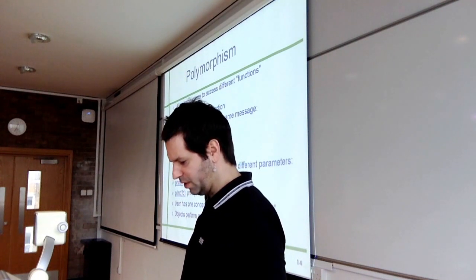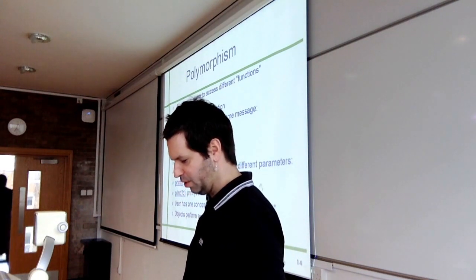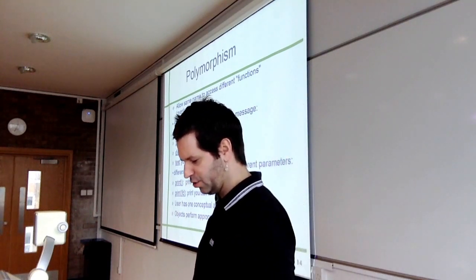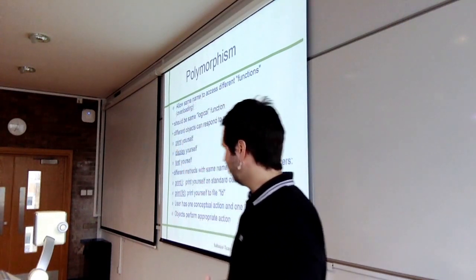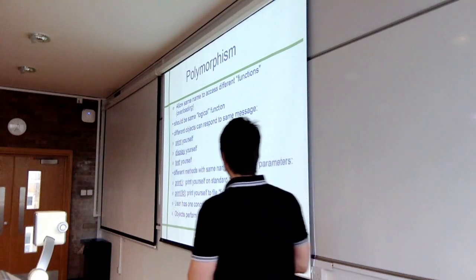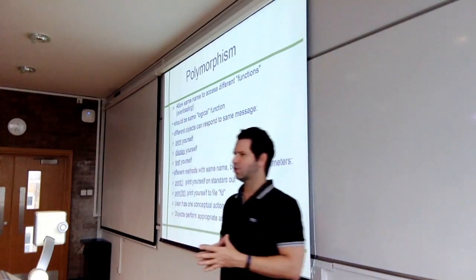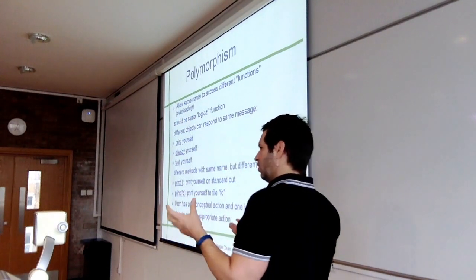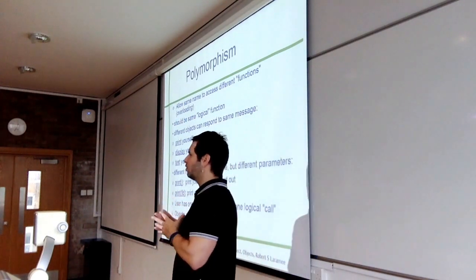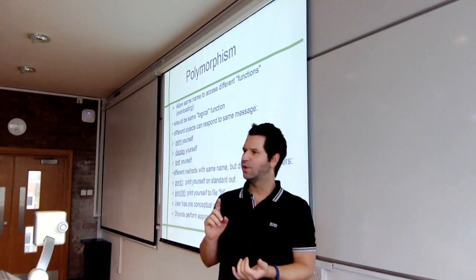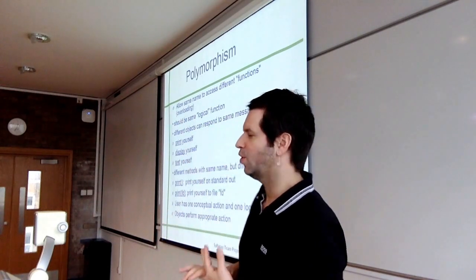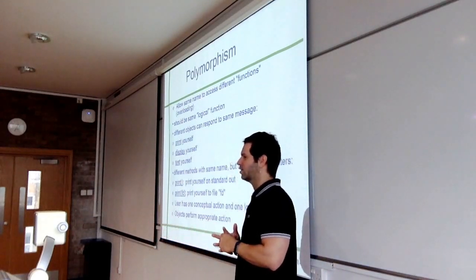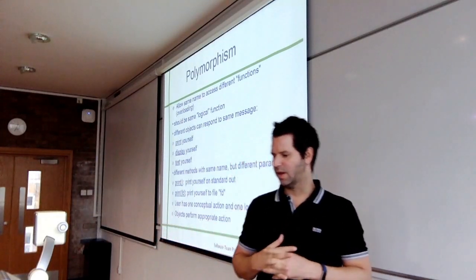So different methods with the same name but different parameters are possible, like print or print with a file descriptor. But the idea is the user has one conceptual action and one logical call, right? And the objects know how to respond to that method. They know how to print themselves or to formulate themselves into a string, for example, or display themselves and so on.